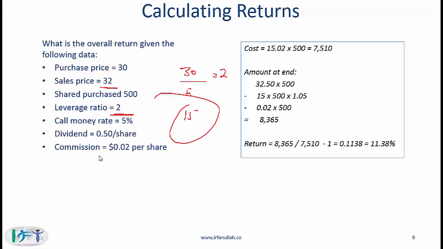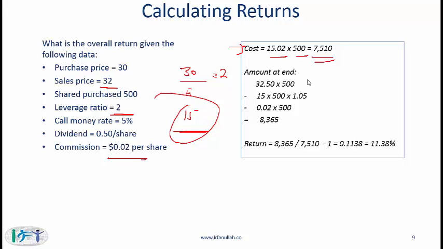This is the dividend. So to calculate the return, there are different ways of doing this, but I think the simplest method is the following. Figure out how much cost you incurred initially. You incurred, on a per stock basis, you spent 15. We calculated that based on the leverage ratio. And then you are told that the commission is 2 cents per share, which means that on a per share basis, you spend 15.02. For 500 shares, you take that number times 500. So you come up with this.